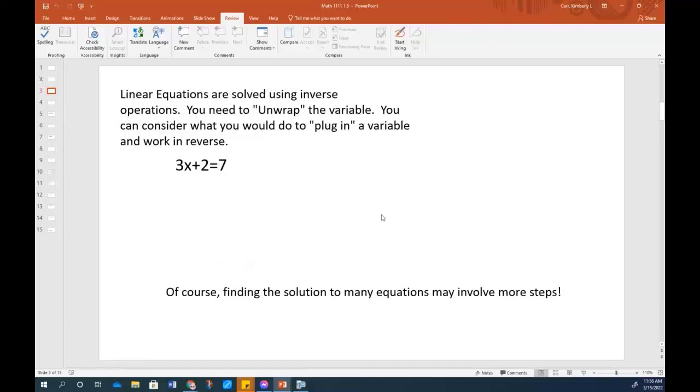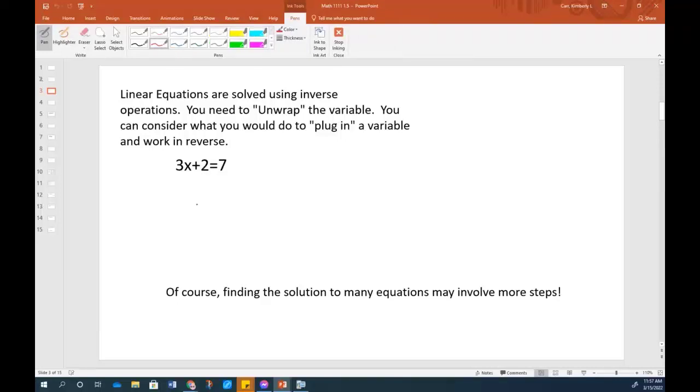A solution is something that's going to make it true. By now you have seen me already do this, so we know we use inverse operations and unwrap that variable. So if ever in doubt, you can just think, what would you do to plug in a number and then work in reverse? In other words, if I wanted to plug a value in for x, I would multiply it by 3 and add 2. So that's what I've got to undo in exact reverse. Instead of adding 2 at the end, I need to subtract 2 at the beginning. So again, multiply by 3, add 2 becomes subtract 2, and then divide by 3.